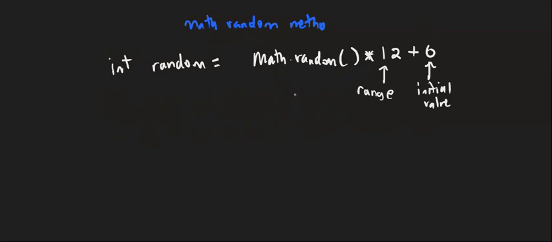But here, this is going to be a double, so we have to cast it. We'll cast it to an int. This is how you print out a random number.